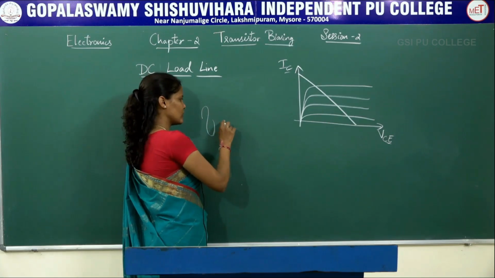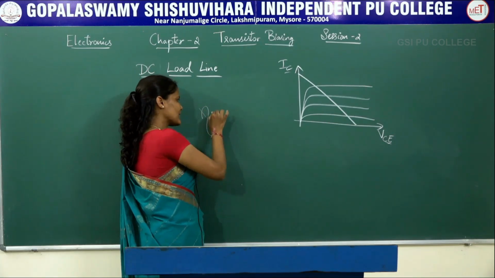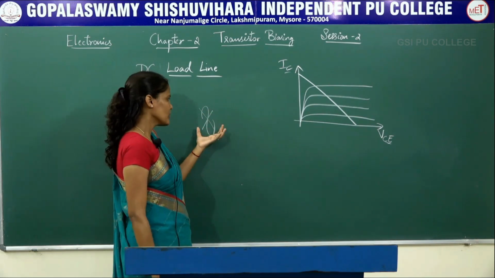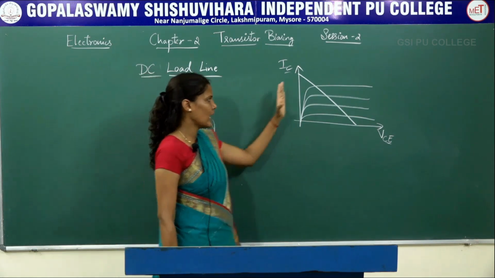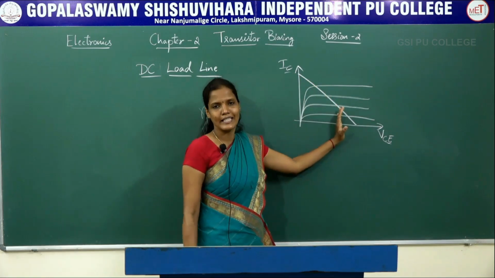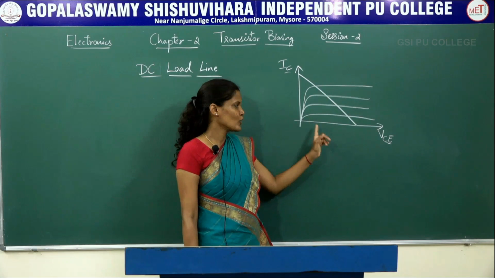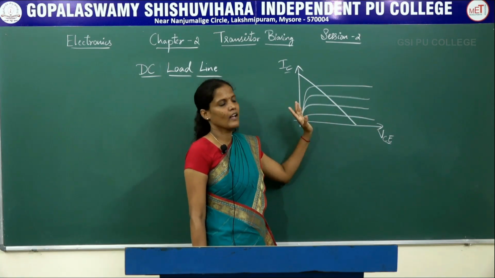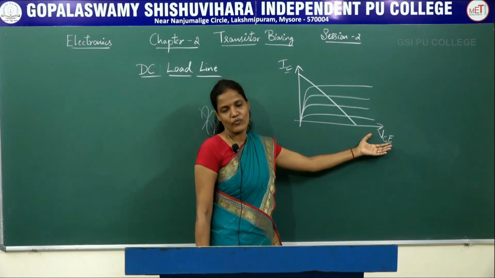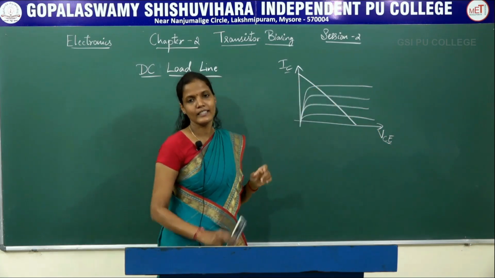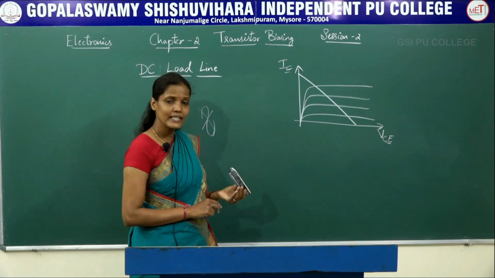Before the application of this under no signal condition, we have to draw this DC load line. A DC load line is nothing but a straight line drawn on the output characteristics representing VCE, that is collector to emitter voltage, and IC, that is the collector current. So, why is it important?